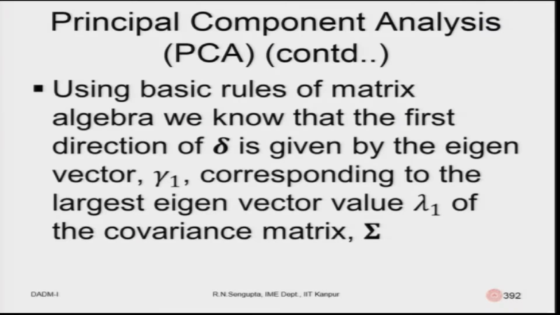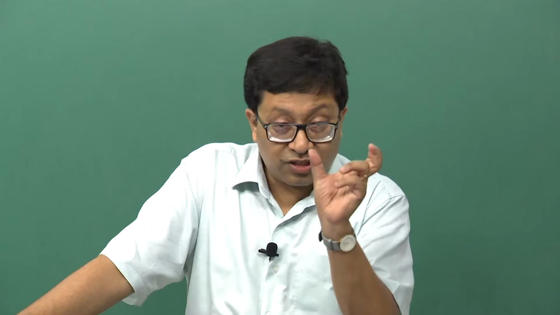So, using basic rules of matrix algebra, we know that the first direction of the values of the deltas which we have would be given by the eigenvector gamma 1 corresponding to the largest eigenvalue, which is lambda 1. So, in the direction of the eigenvalues and eigenvectors, we basically break up the first set of the combinations of the delta, or the weights, for the first combination.